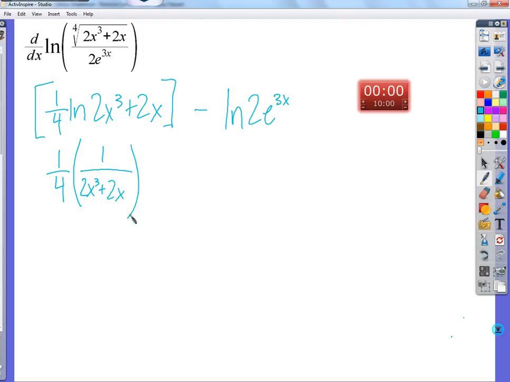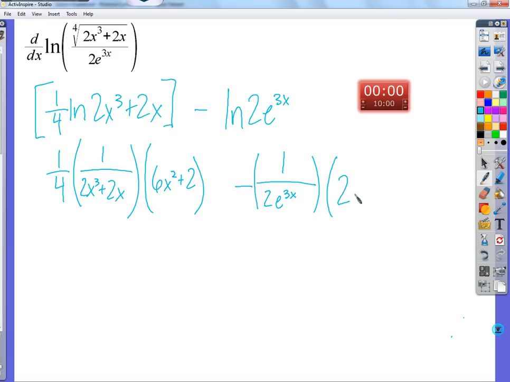And you have to take the derivative of the negative. So 6x squared plus 2. And then minus 1 over this, 2x times 2, times 3.